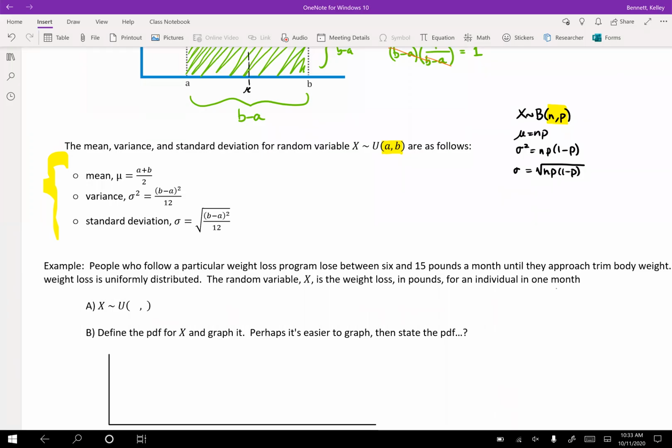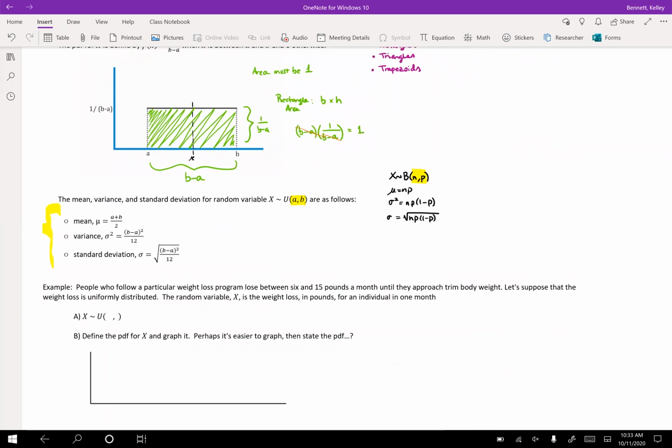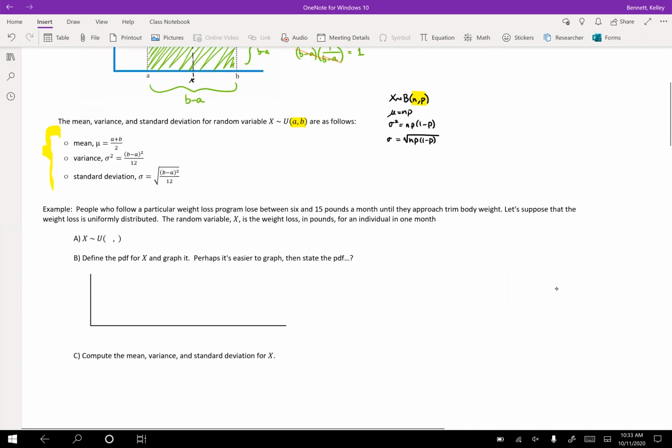All right, so now that we know the setup, let's try to answer some questions about a particular uniform distribution. Here in our example, people who follow a particular weight loss program lose between 6 and 15 pounds a month until they approach trim body weight. Let's suppose that weight loss is uniformly distributed. And we're given that the random variable X is the weight loss in pounds for an individual in 1 month.